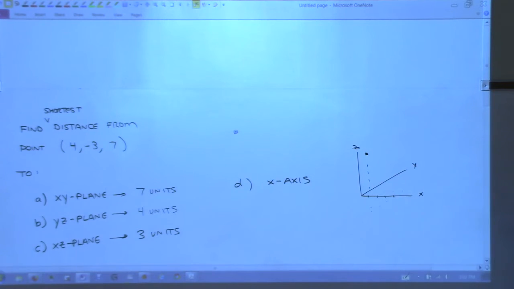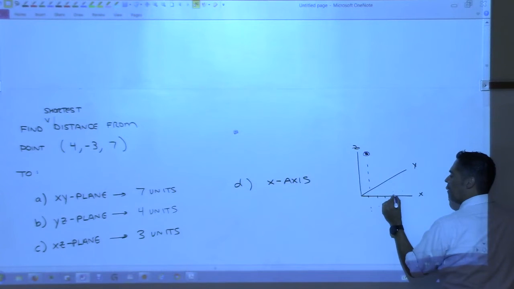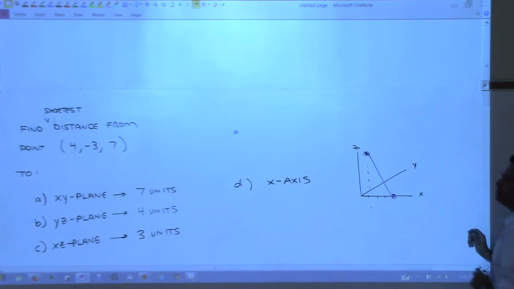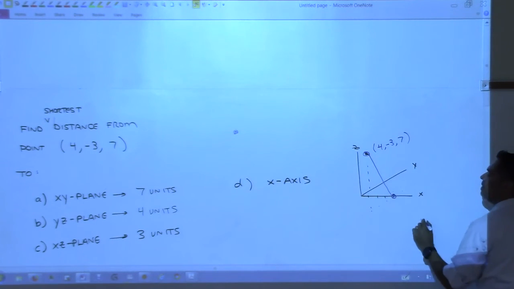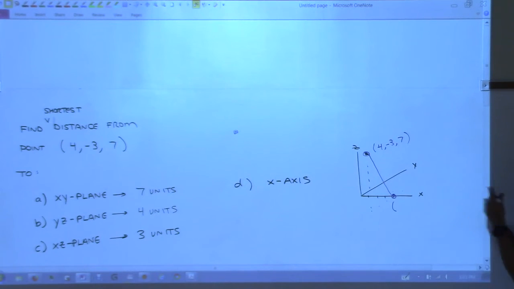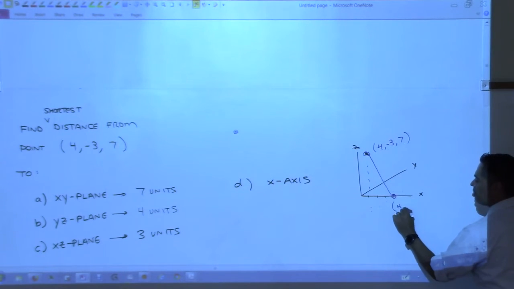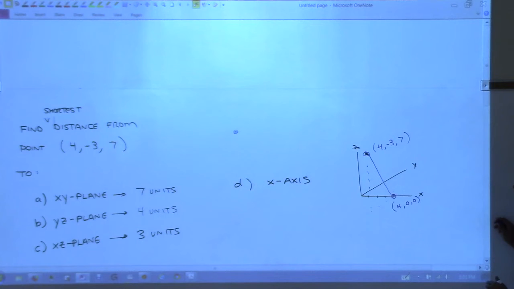So I'm up here, yes? And I'm trying to find the distance between this point and that point. That would be the shortest distance, wouldn't it? So I know this point was 4, negative 3, 7. And this point, just by visualizing, is the point 4, 0, 0. And so now you can use the distance formula. You could also do a Pythagorean, just do a right triangle, but you can go straight to the formula.